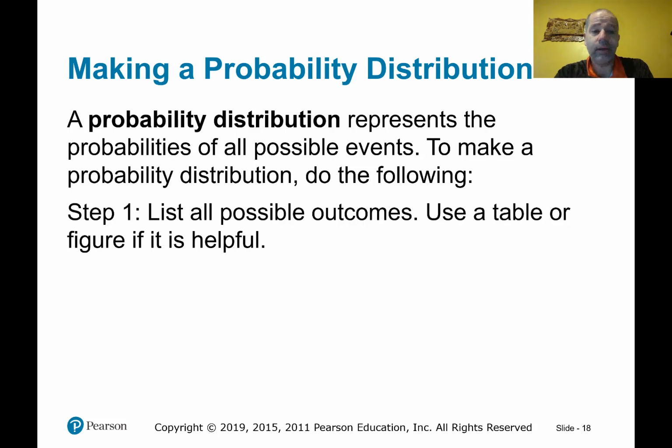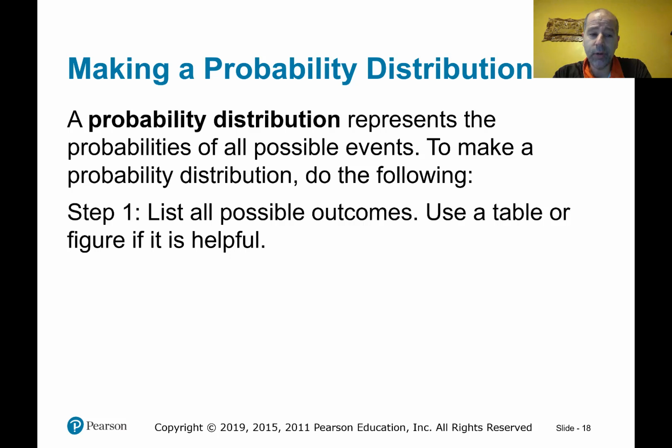Now let's talk about a probability distribution. A probability distribution is nothing more than a table that consists of 2 columns. The first column we call X, and X represents all of the possible outcomes of the probability experiment, depending on how X is defined. And then the second column is the probability of X, the corresponding probabilities for all of the outcomes in the column.